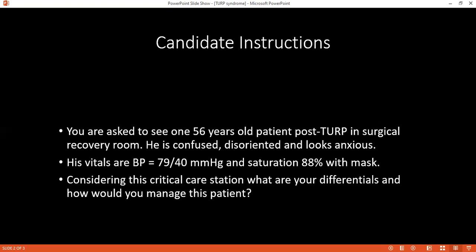TURP syndrome must be differentiated from other causes of confusion after the procedure, such as cerebrovascular accident, hypovolemic shock, hyponatremia itself only by the presence of sodium less than 110, and other causes in the form of increased sedation or analgesia, such as morphine overdose.